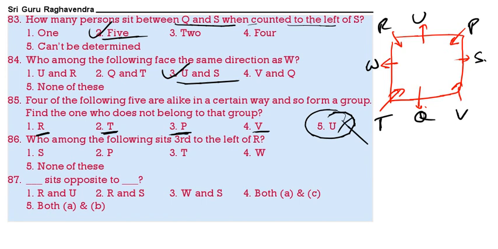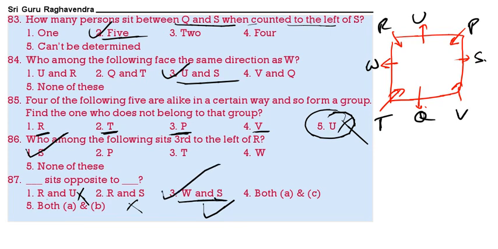Who is sitting third to the left of R? So R's left third is S. Then dash sitting opposite to dash. R is sitting opposite to U, wrong. R is opposite to S, wrong. W opposite to S, correct. So W is opposite to S. Only the third one is correct.